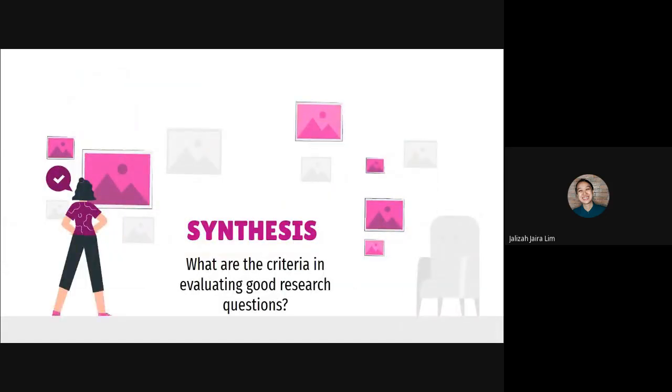Finally, as we come to the conclusion of this particular lecture, I'd like you to recall the criteria in evaluating good research questions. So, what's the first one? F. What's the second one? I is for interesting. So, first, it should be feasible. Second, it should be interesting. Third is N for novel. Fourth is E or ethical. And finally, the last one is R or relevant. And what does that spell? Finer.